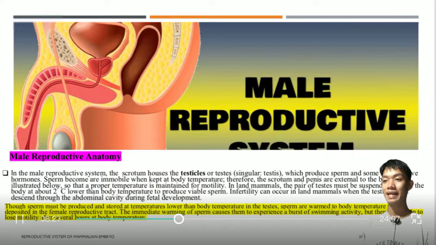Infertility can occur in land mammals when the testes do not descend from the abdominal cavity during fetal development. Though sperm must be produced and stored at temperatures lower than body temperature in the testes, sperm are warmed to body temperature when deposited in the female reproductive tract. The immediate warming of sperm causes them to experience a burst of swimming activity, but then they begin to lose motility after several hours at body temperature.